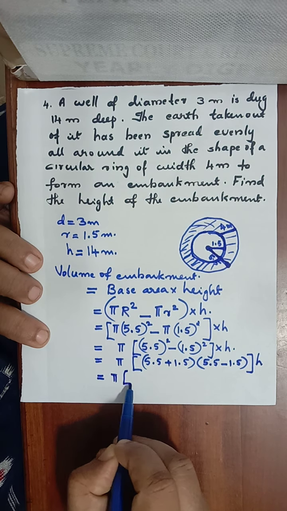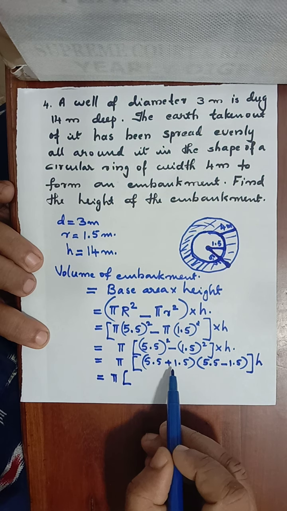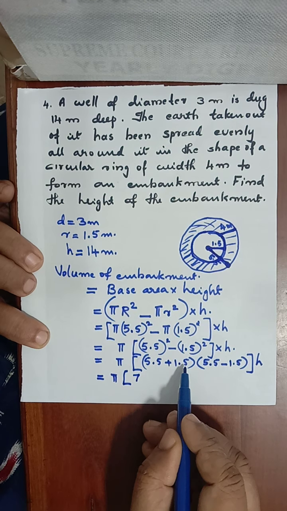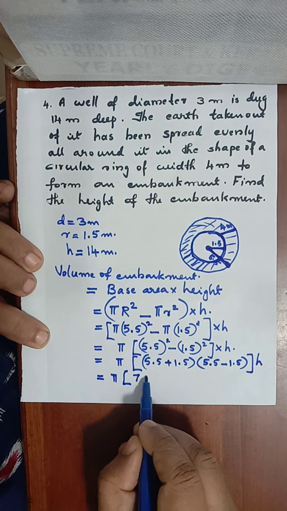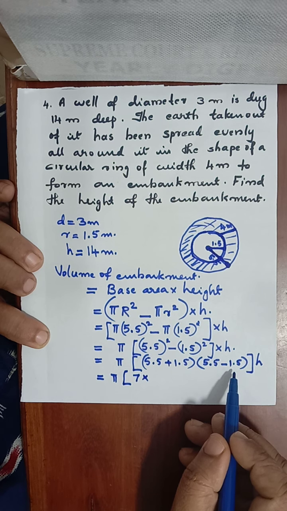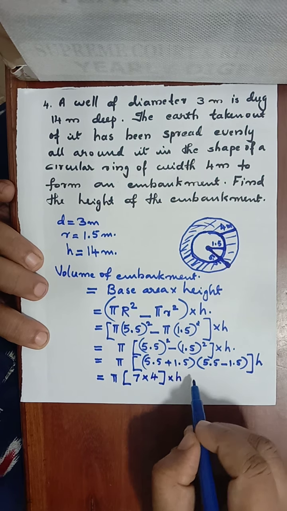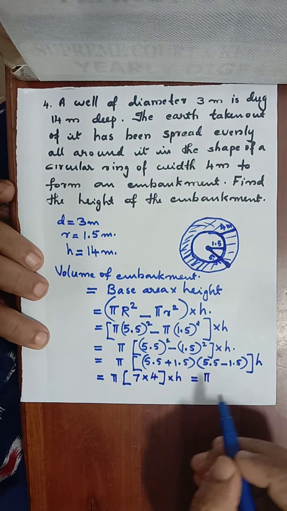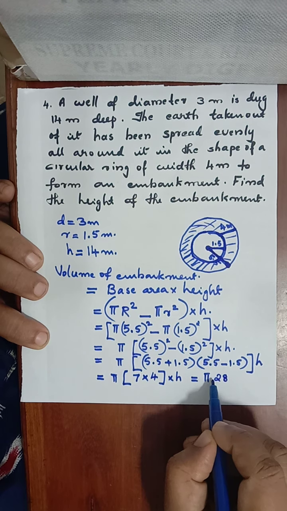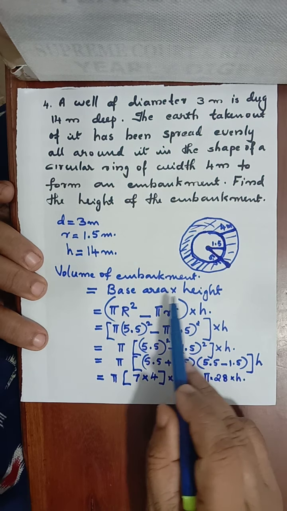If you practice, you will get it. So a plus b into a minus b. 5.5 plus 1.5, isn't it 7? 5 plus 1 is 6, plus 0.5 plus 0.5, that is 7. Into 5.5 minus 1.5. What do we get? Don't you get it as 4 into h? So that is equal to pi into 7 into 4, 7 4s are 28. Pi into 28 into h is the volume of the embankment.